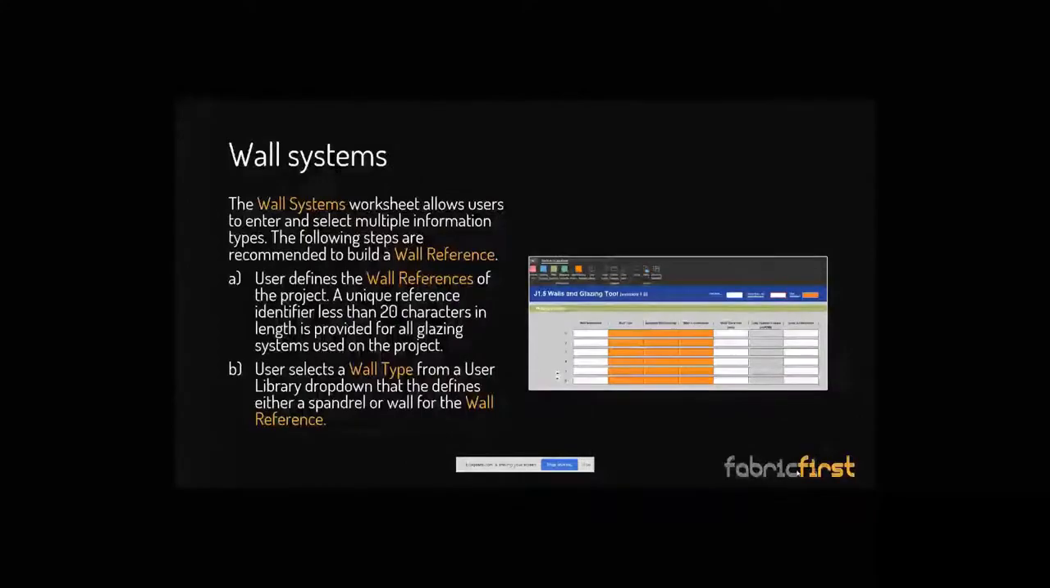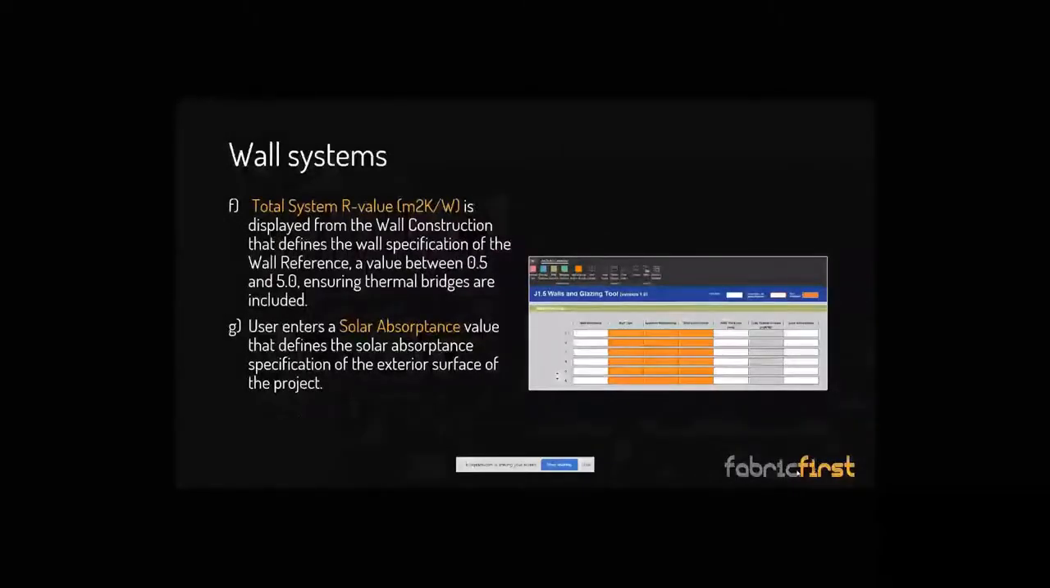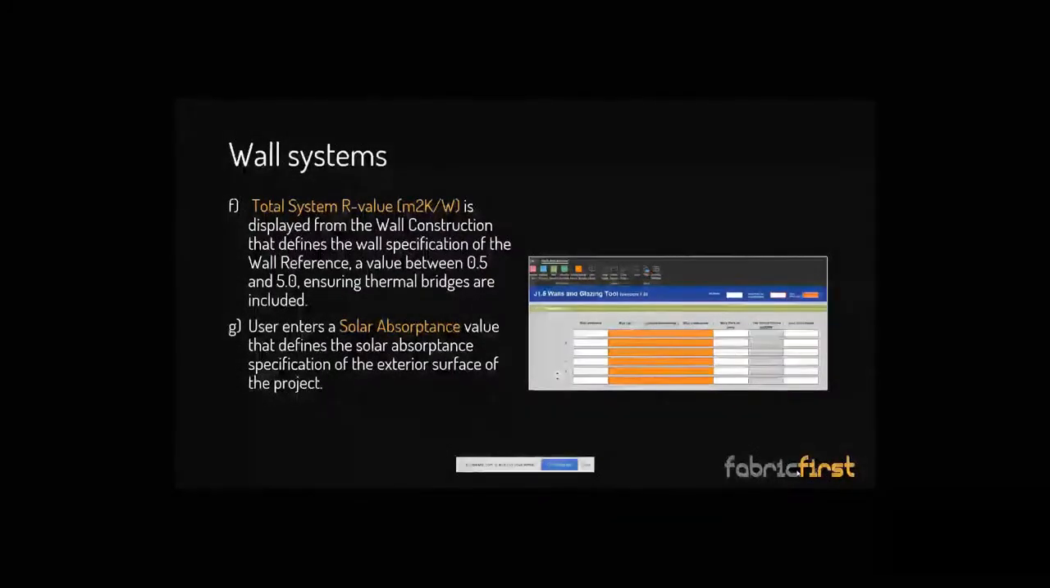And then the solar absorbance. If you're using a spandrel system, just go ahead, throw your solar heat gain coefficient in there. That's fine. If you're using a wall system, go to your supplier, see what they can give you in terms of what that represents. So that's fairly easy.